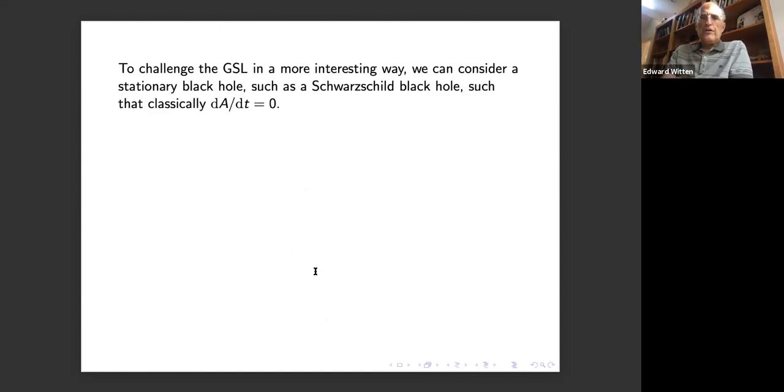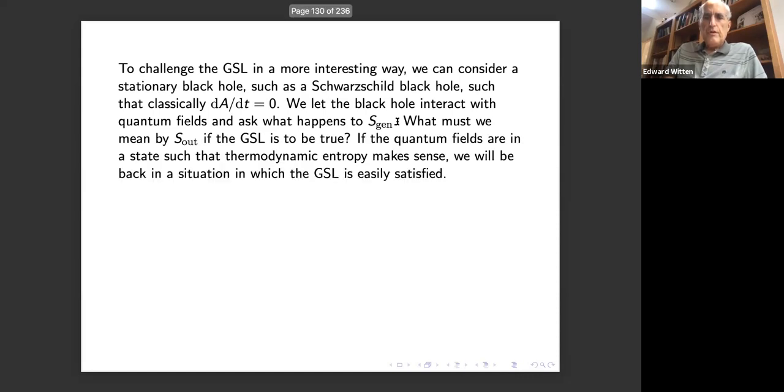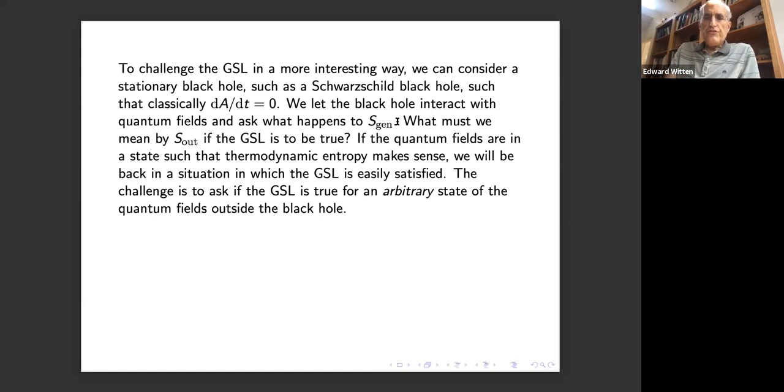So to challenge the generalized second law in a more interesting way, we can consider a stationary black hole, such as a Schwarzschild black hole where classically dA/dt is zero. We let the black hole interact with quantum fields and ask what happens to the generalized entropy. What do we have to mean by the outside entropy if the generalized second law is to be true? Well, if the quantum fields are in a state where thermodynamic entropy makes sense, we'll be back in the situation that Bekenstein studied in his original paper, where the black hole was absorbing photons that he treated classically, and the generalized second law is easily satisfied. The challenge is to ask if the generalized second law is true for an arbitrary state of quantum fields outside the black hole.